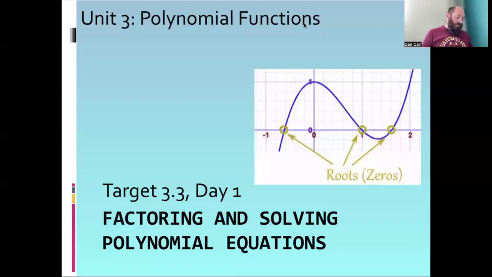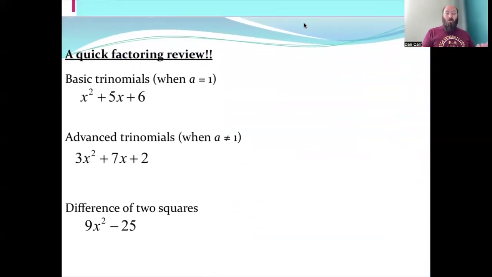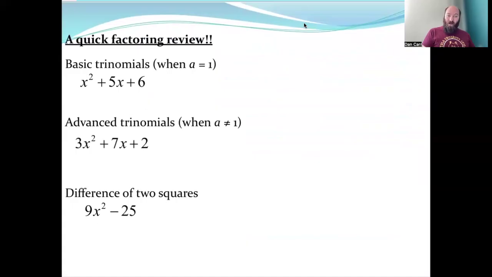Today we're going to be looking at 3.3 day one. This one we're going to go back to some factoring stuff, even though we've already done that. It gets to come back for this part of the unit. Okay, with our polynomials, remember, technically speaking, we've done this with quadratics. Quadratics fall into polynomials. So, a quick factoring review.